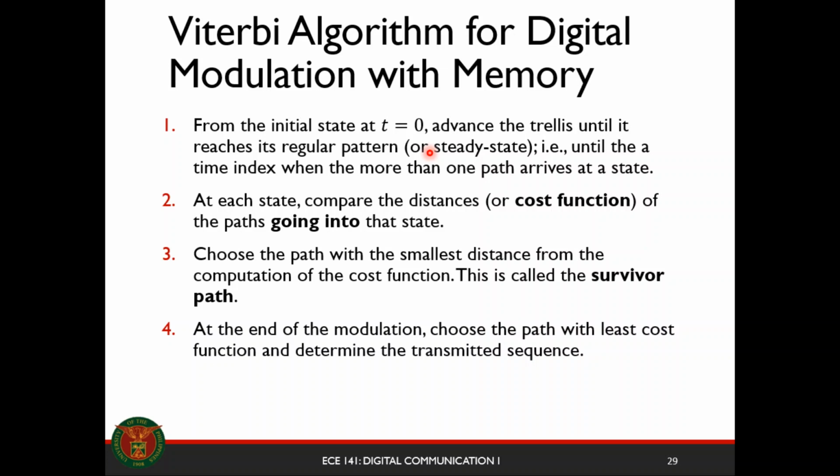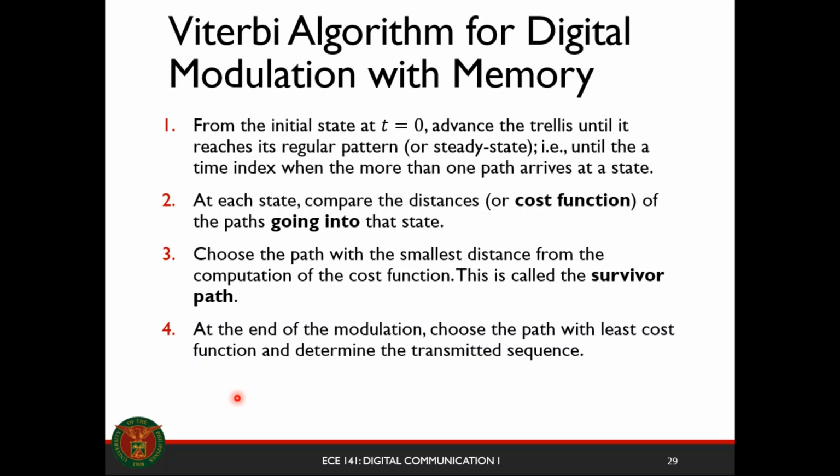At each state, you compare the distances at the current time, or what we call the cost function, of the paths going into that state. You choose the path that optimizes the cost function. When we say optimize, it depends on your definition of the cost function. If it's distance, you have to minimize the distance. Okay. And the remaining path is what we call the survivor path. At the end of the modulation, you choose the path with the least cost function and determine your transmitted sequence.